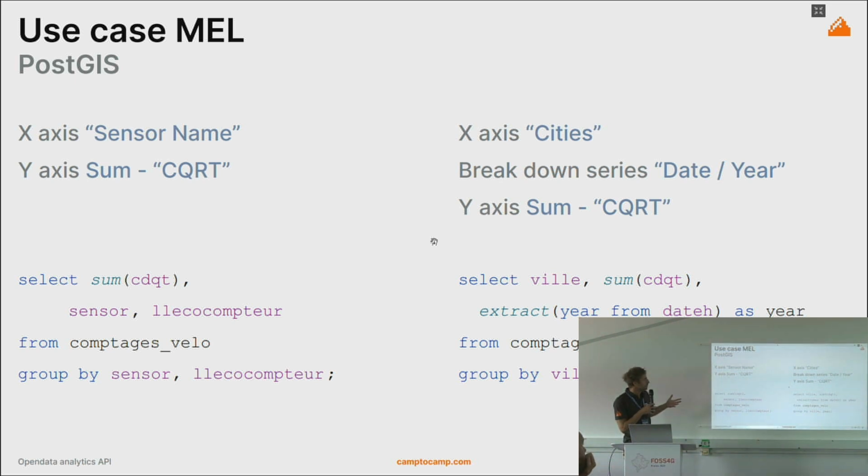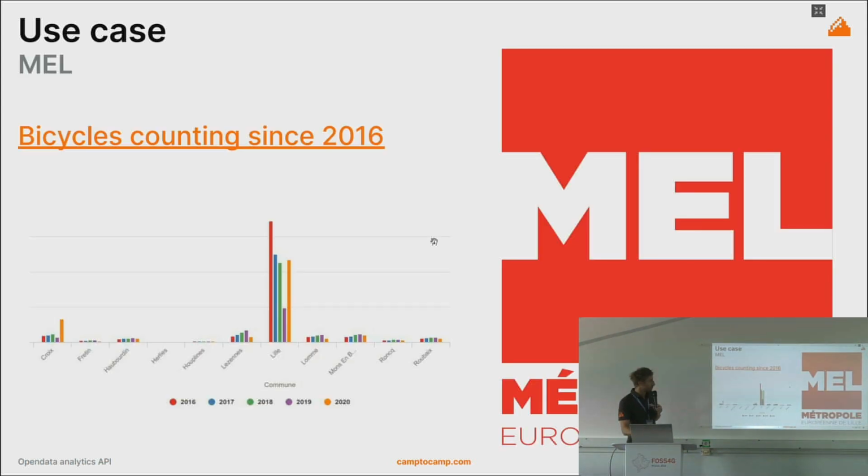So I took two use cases. The first one, the sensor name and a sum. And instantly, after importing the data in PostGIS, we can have a SQL query which fetches exactly the data to provide such a chart.